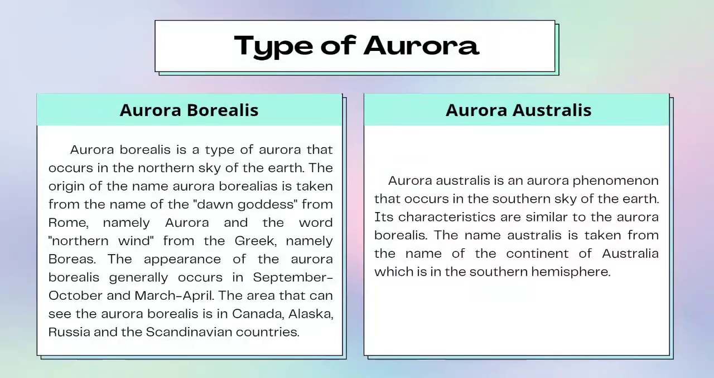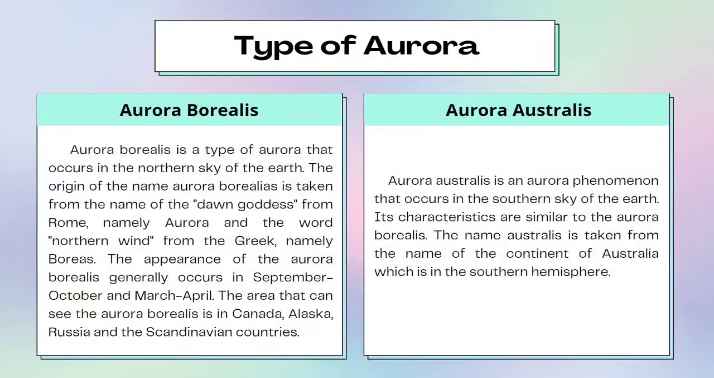Types of aurora. There are two types of aurora: aurora borealis and aurora australis. First, aurora borealis. Aurora borealis is a type of aurora that occurs in the northern sky of the Earth.